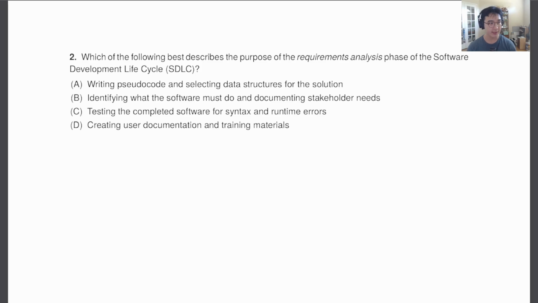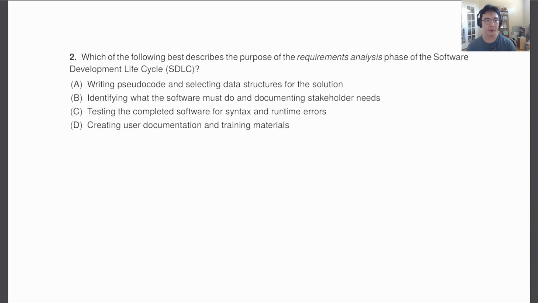Question 2 asks, which of the following best describes the purpose of the requirements analysis phase of the software development lifecycle, or SDLC? So you'll see that this question doesn't really require you to do programming. The exam also requires you to understand other aspects of software engineering or computer programming. But oftentimes with these questions, we can use context clues and elimination to help us answer this.